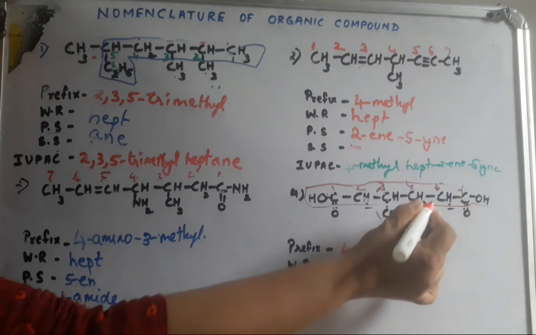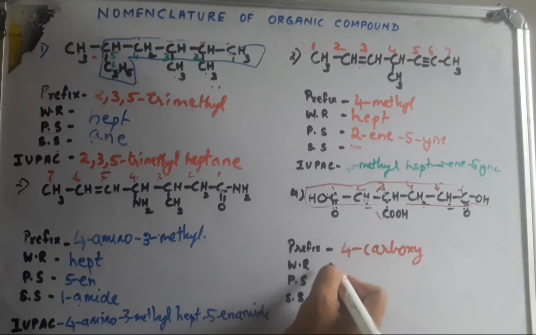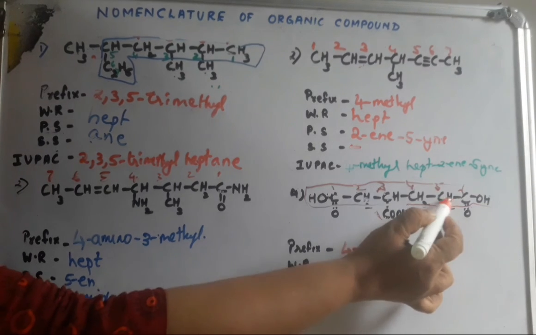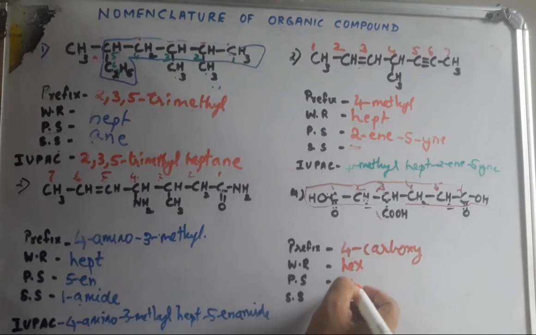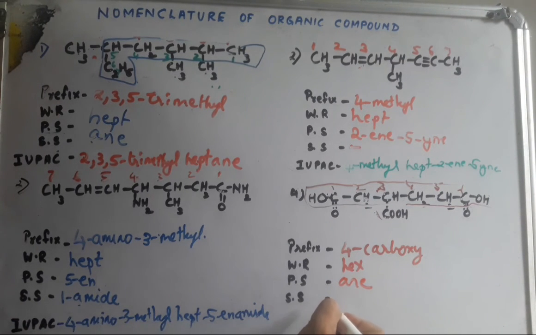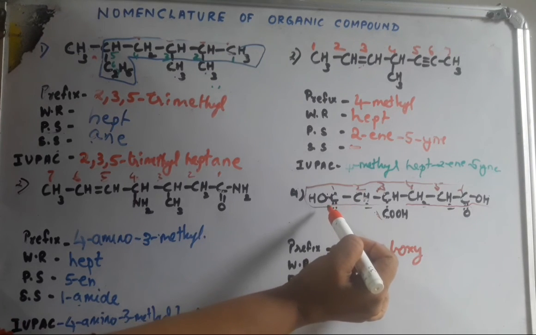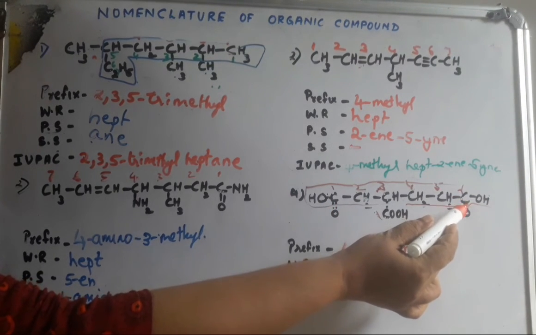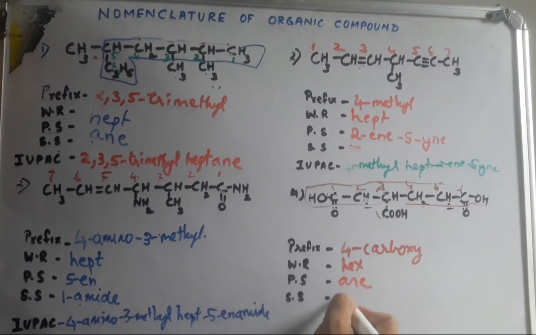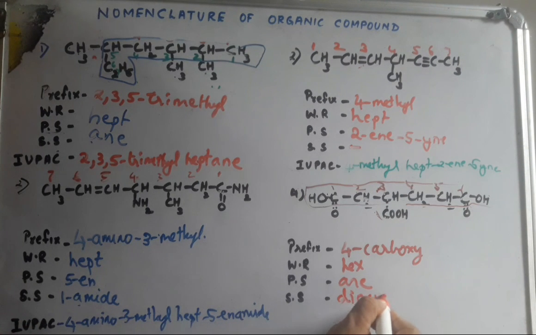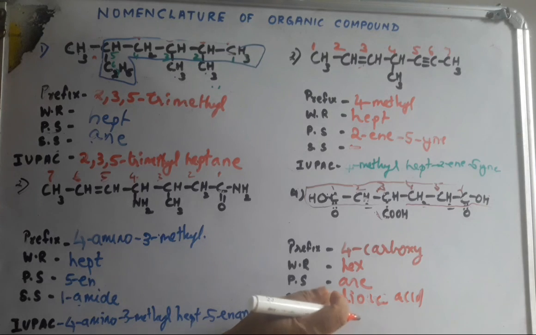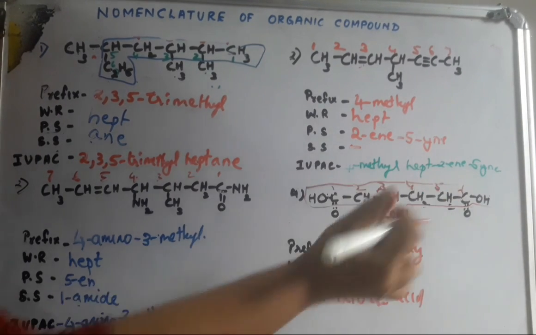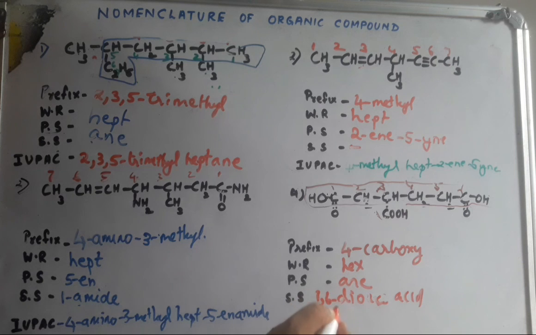There is no alkyl group in the chain. So 4-carboxy. Word root is hex. Primary suffix, since it is a single bond, is ANE. And secondary suffix, since there are two carboxyl groups, one is known as oic acid. Two will be written as dioic. Dioic acid. So it is known as dioic acid. Okay. Its position should be mentioned. It is 1 and 6. So 1, 6 dioic acid.